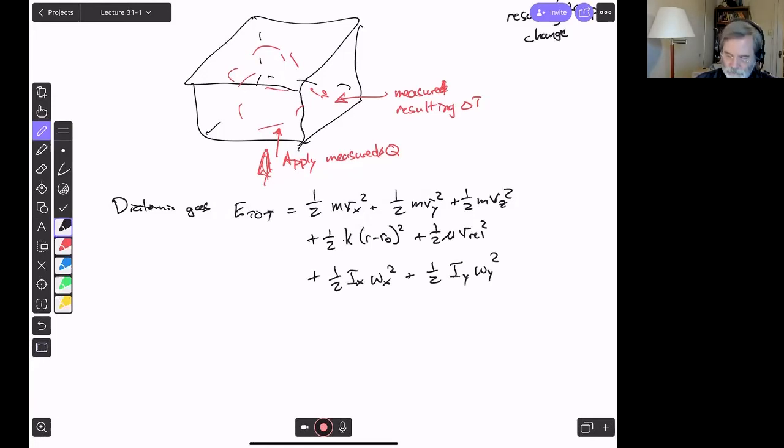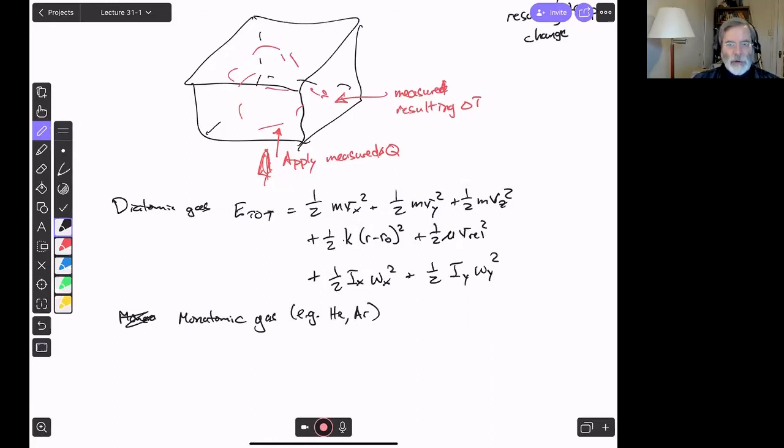So to start with, let's consider a monatomic gas. This will make things a lot simpler for us. Monatomic gas, meaning a gas that doesn't form molecules, but just consists of individual atoms, like helium or argon would be two good examples of that.